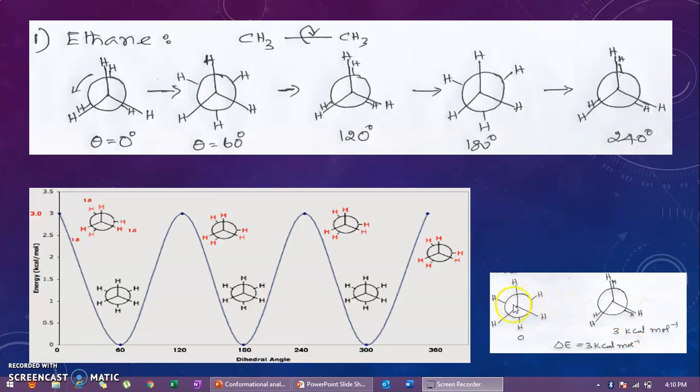In the staggered conformation, since there is no strain in the molecule, the energy of this molecule is assumed to be 0. With respect to this staggered conformation, the eclipsed conformation has 3 kilocalorie per mole greater potential energy. Remember, the energy of the staggered conformation is not actually 0, but for comparison purpose we assume the energy of staggered conformation of ethane as 0.